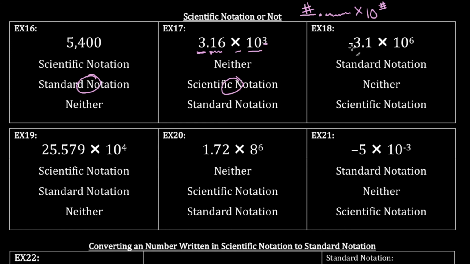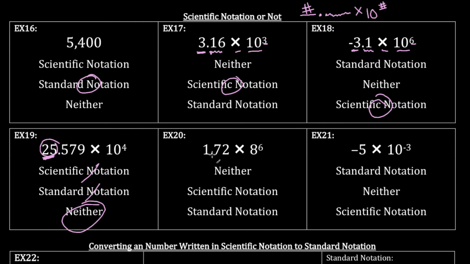In this one, we have a negative number. That's okay. It's still a single digit, 1 through 9. We have a decimal and a number times 10 to the 6th. This is scientific notation. Now, look at example 19. The first thing we run into is this 25. This is the problem, because it has to be 1 through 9. So this is not scientific, but it's not a regular number either. It's just neither.